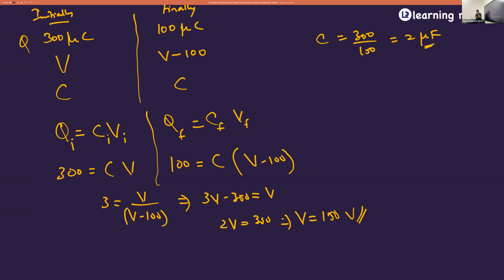See, what is the value of V? 150. It is increased by 100 means it will become... 150 volt is the initial potential. They are asking what will be the charge when the potential is increased by 100. Now what is the new potential? 150 initial, add 100, 250. So 250 multiplied with 2. That's the answer. It will be 500 microcoulomb.